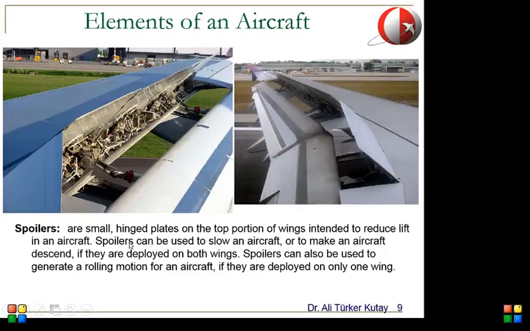It can be used to slow an aircraft or to make an aircraft descend if they are deployed on both wings. Spoilers can also be used to generate a rolling motion if they are deployed on only one wing. So this is an answer to that question earlier. If you deploy a spoiler on one wing only, then you can create a rolling motion as well.